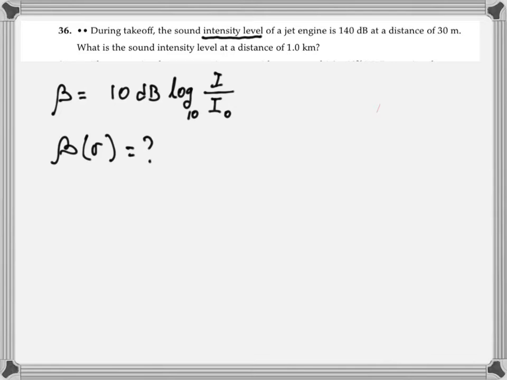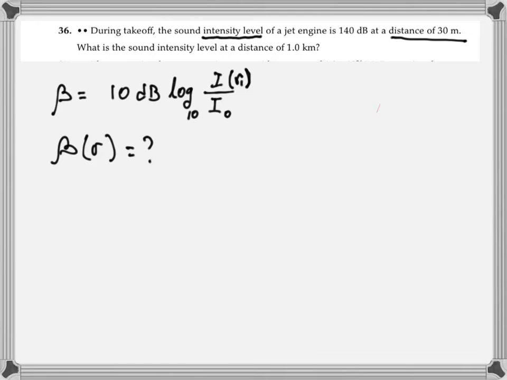What we're looking for is a relationship between the intensity level and the distance from the source of sound. So where in this equation is there a dependence on distance? The only variable that could depend on distance on the right-hand side is the intensity. The threshold intensity is a fixed number, 10 to the minus 12 watts per square meter for humans, so it's just a constant. The intensity must be the variable that depends on distance.